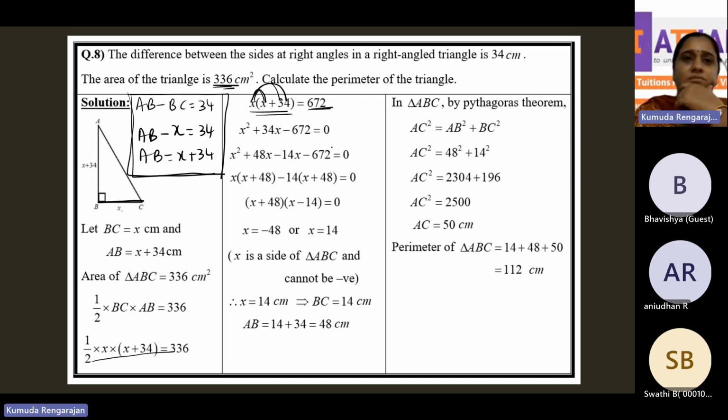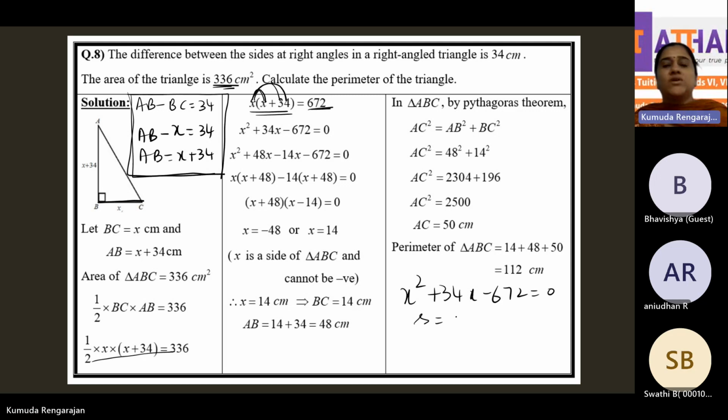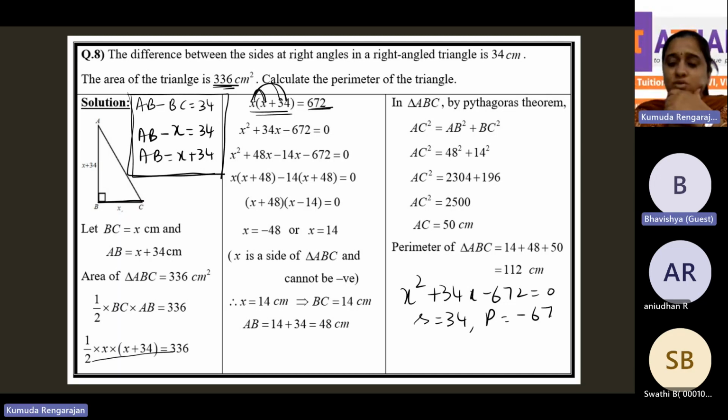Now you'll have to split the middle term. How do you split the middle term? Sum and product. X square plus 34X minus 672 is equal to 0. What is the sum, children? 34 is the sum. And what's the product? Minus 672 is the product. Now you must find two numbers that satisfy the sum and the product.